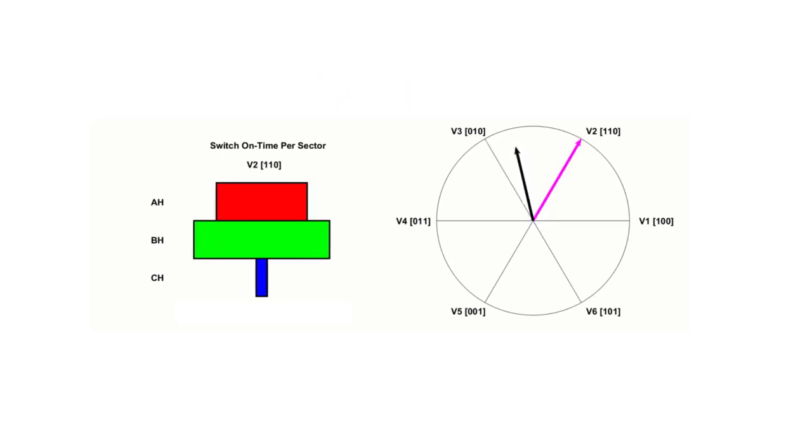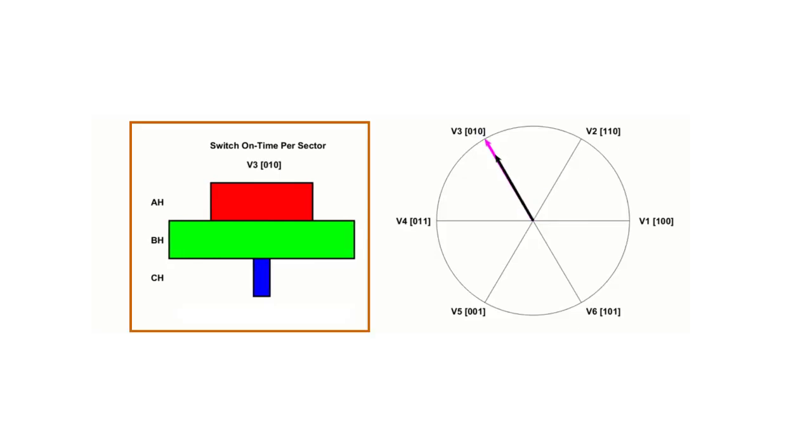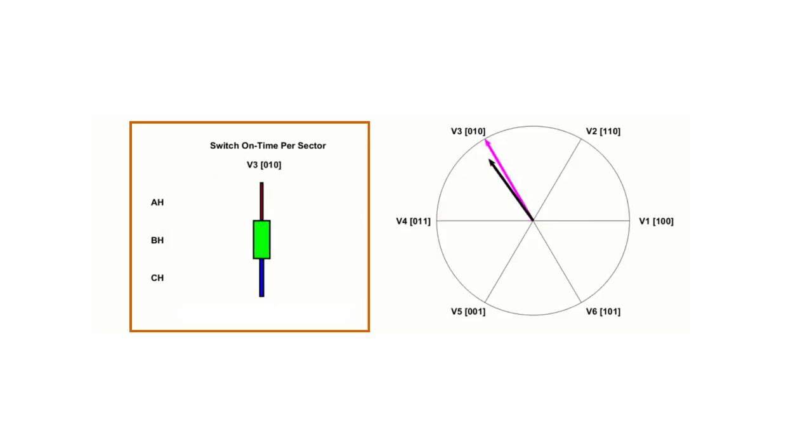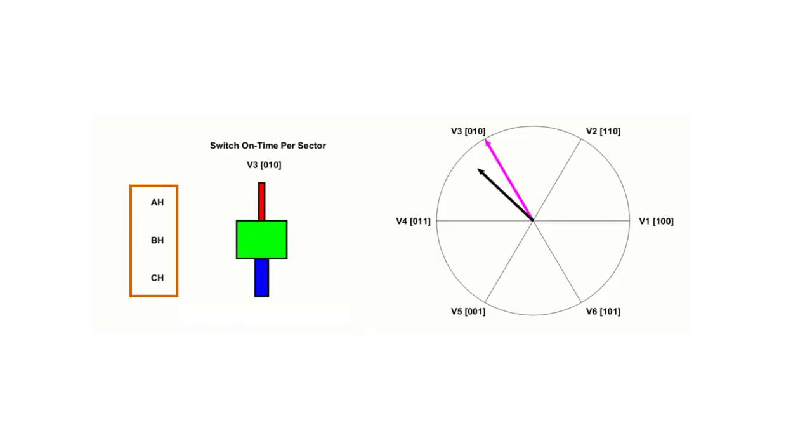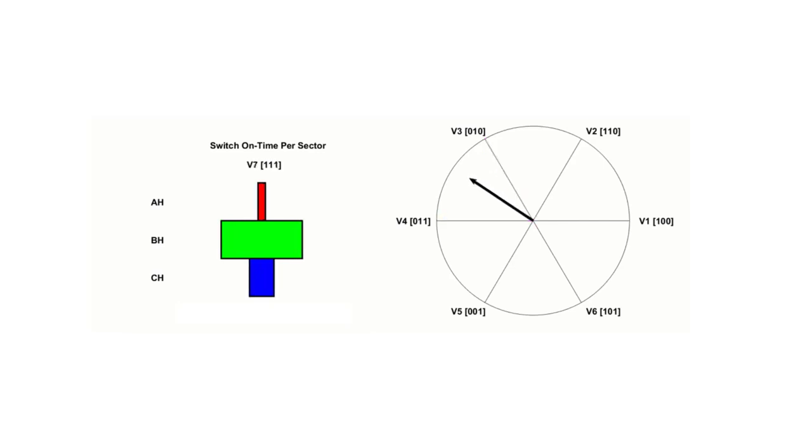This animation here represents an alternative visualization of space vector modulation. On the left, it shows us the accumulated on-time of the high side switches at phases A, B, and C during each sector. Let's pause here and try to interpret what we see.